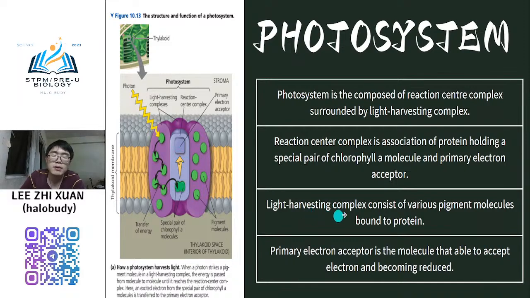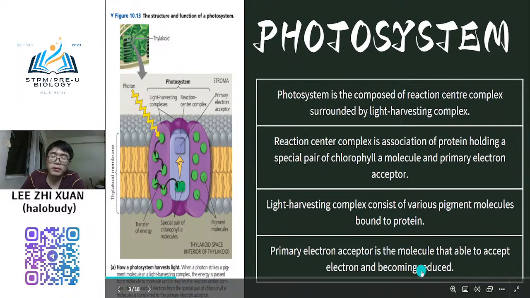And then the light harvesting complex consists of various pigment molecules bound to protein. Normally the light harvesting complex will contain many chlorophyll pigments. So our chlorophyll A, chlorophyll B, and your xanthophyll, all these pigments are located at the light harvesting complex. The primary electron acceptor is a molecule that is able to accept electrons and become reduced.